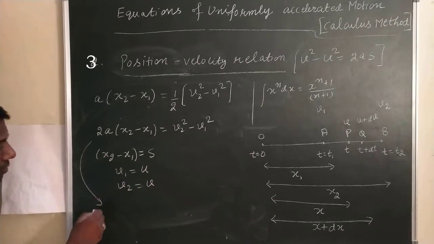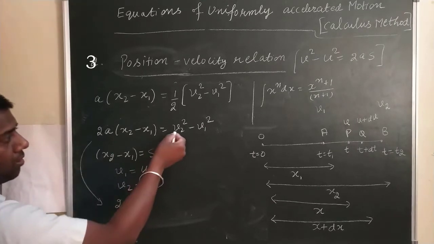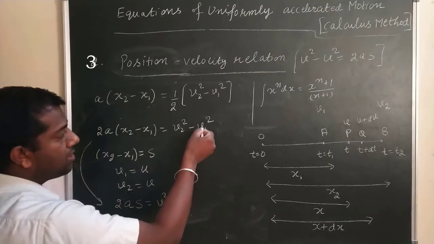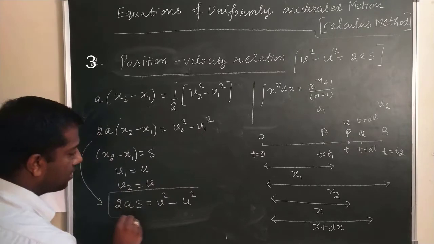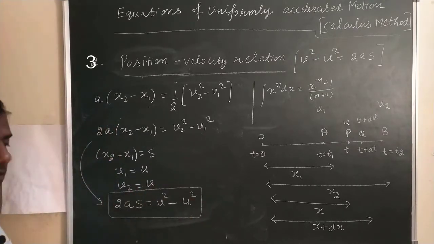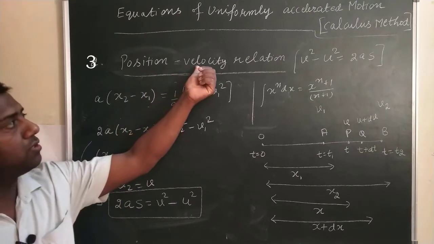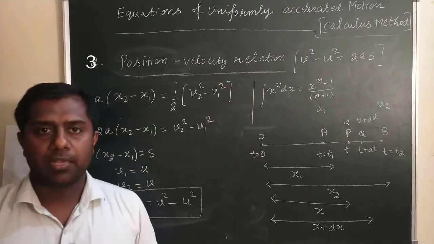So what will be our final result? This is 2as equal to v square minus u square, where v2 square means v square and v1 square means u square. So this is our third relation, which is very, very important. It is called the position velocity relation. Clear? Now next we will do some numericals.